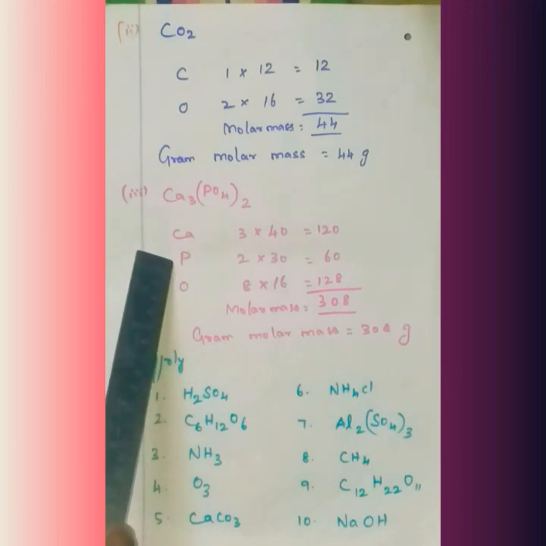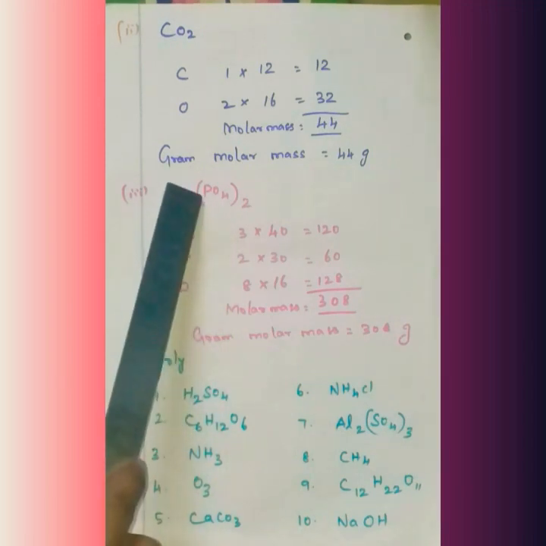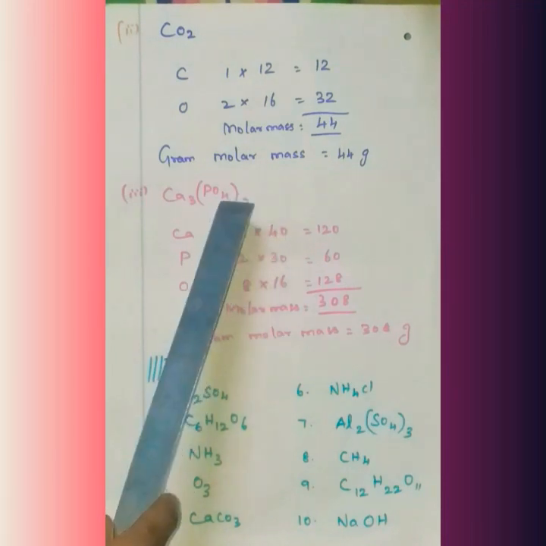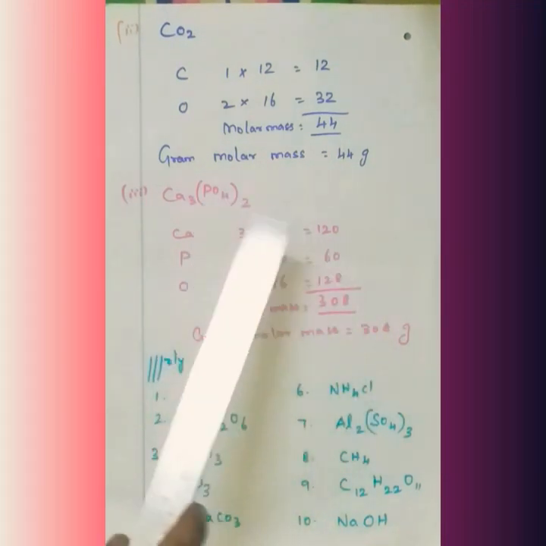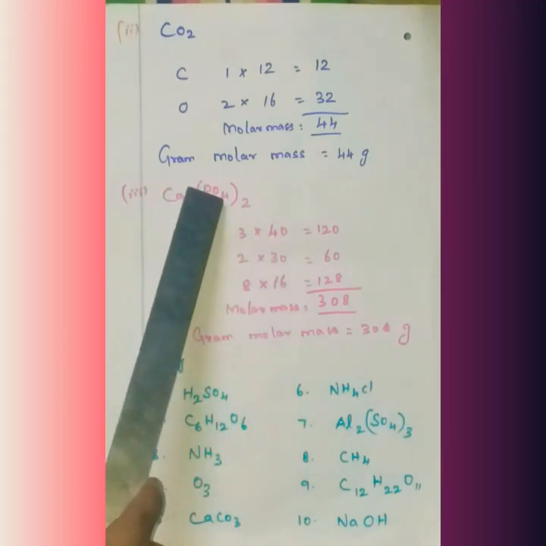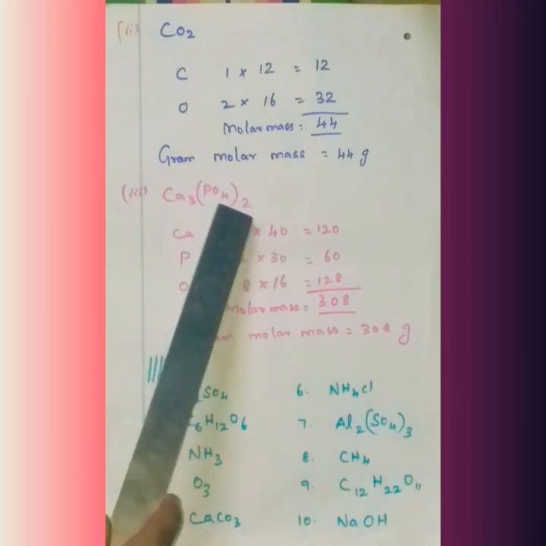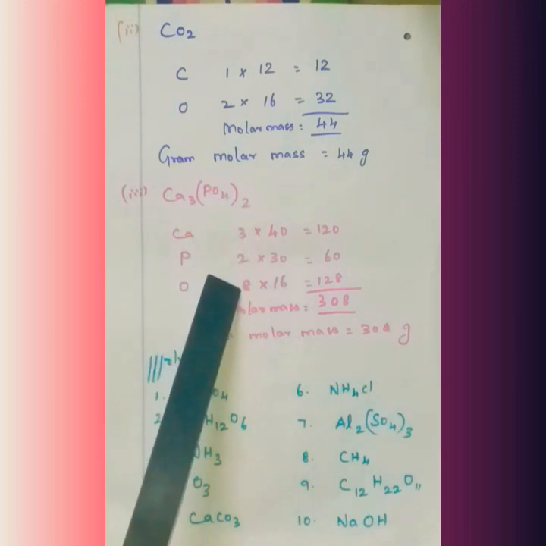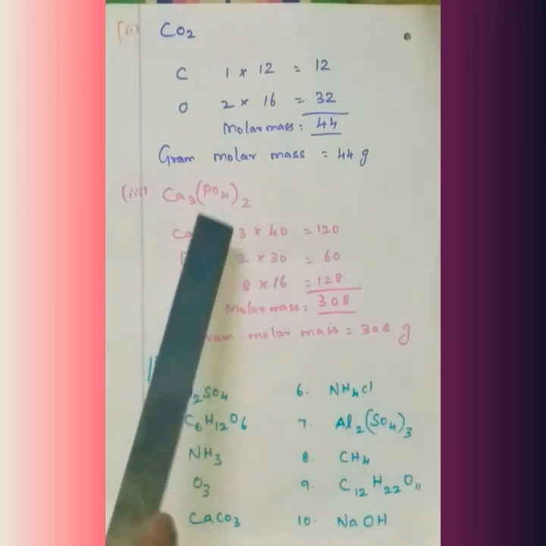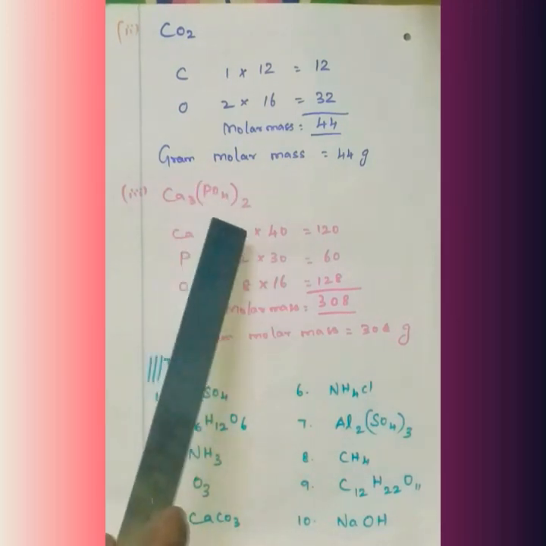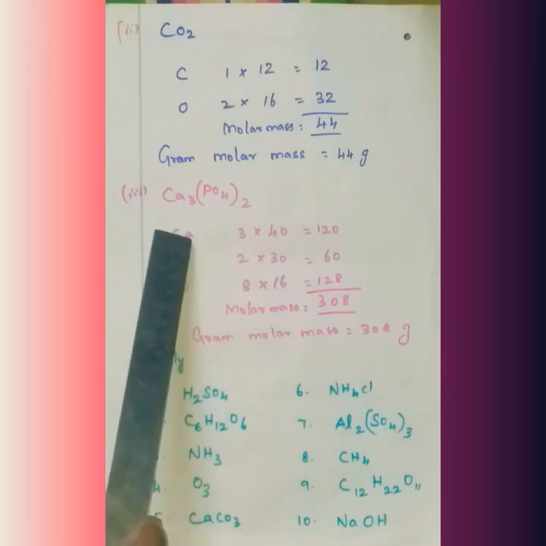Calcium, phosphorus and oxygen. How many calcium? 3 atoms. How many phosphorus? Here there is only 1, but outside the bracket it is 2. This 2 is common for phosphorus as well as oxygen. So phosphorus is 2. Then oxygen, inside the bracket it is 4 and outside the bracket is 2. If it is like that, we have to multiply. So 4 into 2, 8. So 2 phosphorus atoms and 8 oxygen atoms. Then these atomicities, the number of atoms, are multiplied with their atomic mass.